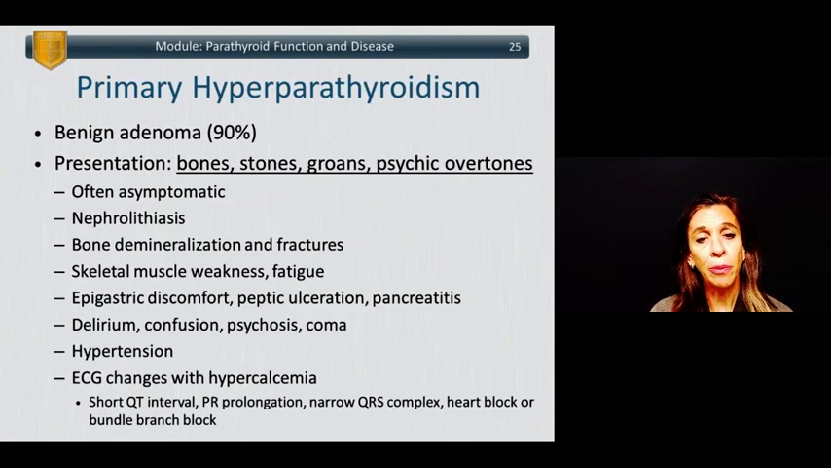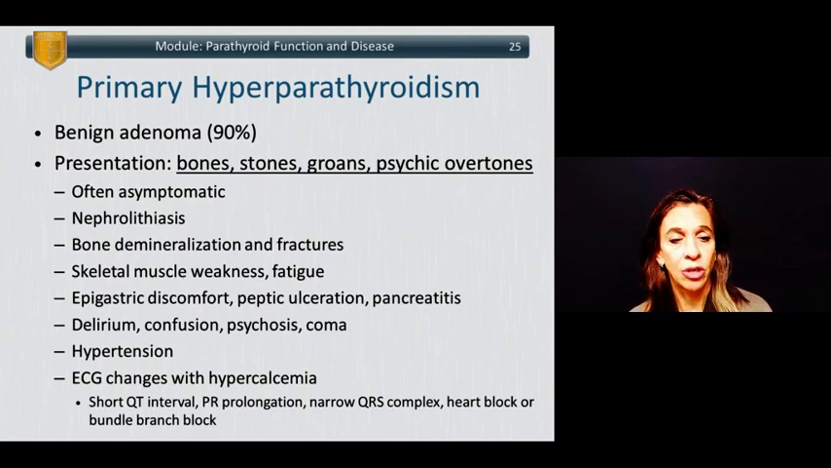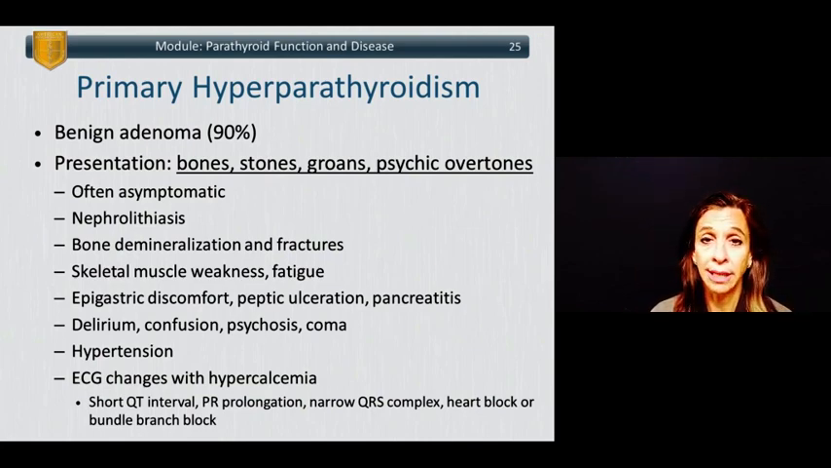So primary hyperparathyroidism is most commonly secondary to benign adenomas of the parathyroid, about 90% of the time. And the presentation is typically described as bones, stones, groans, and psychic overtones. But often the patients are asymptomatic and they are just discovered to have hyperparathyroidism because they have an elevated calcium level. The patients are at increased risk of nephrolithiasis, the stones part, bone demineralization and fractures, and skeletal muscle weakness and fatigue. This is the bones part.